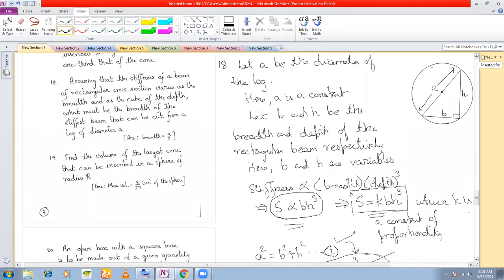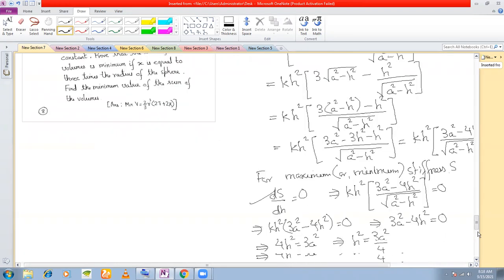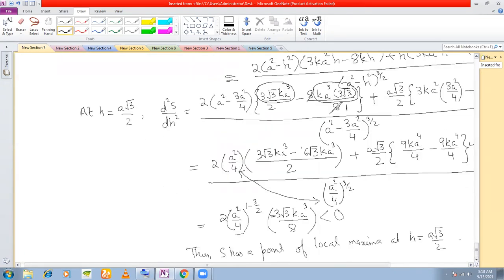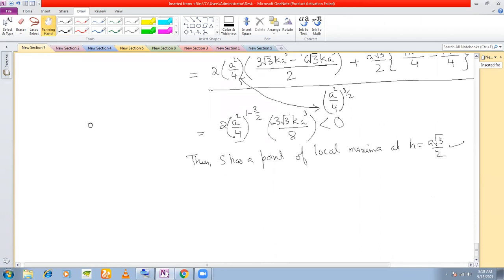The question here is: what must be the breadth of the stiffest beam that can be cut from the log of diameter a? So we have found a relation between the depth and the radius, right? They are asking to find a relation between the breadth and the diameter. So which one will you use?